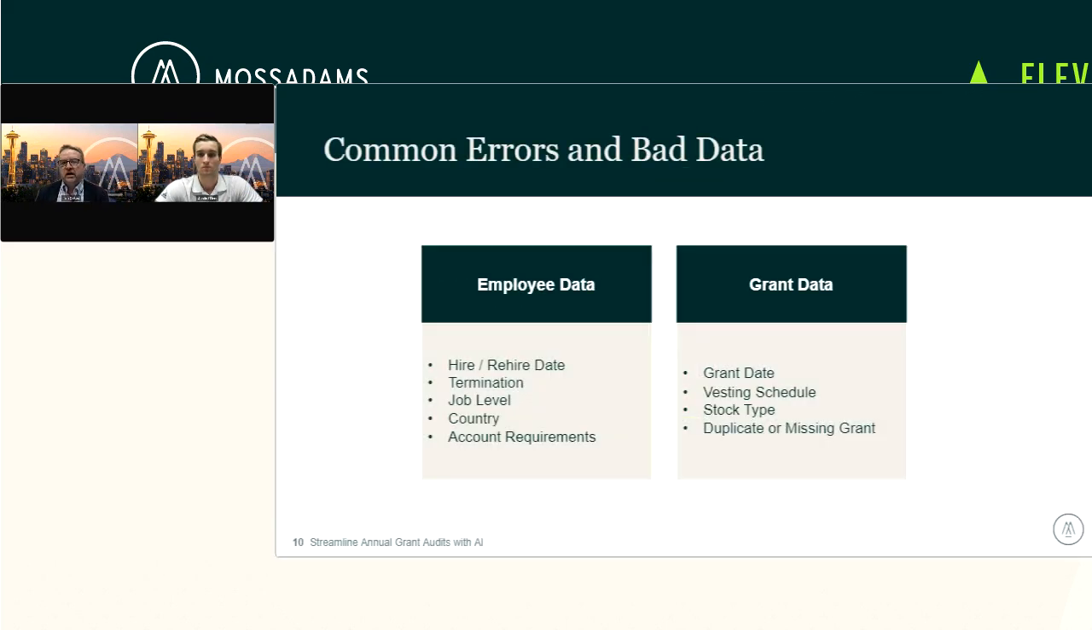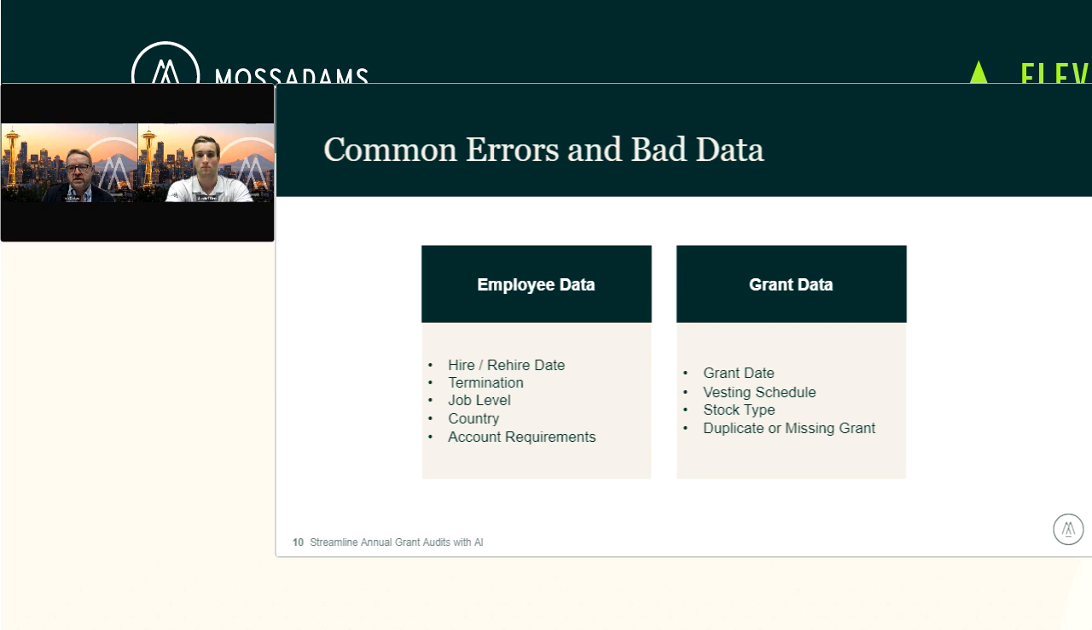When you first get the grant file, you usually have a list of things that you're looking for, the common errors and bad data. This usually grows as a list over time. When you're looking at the employee data, you might be looking at the hire date or the rehire date. Were they eligible to actually participate? The termination date: maybe they terminated after they got the award and they shouldn't have gotten the award. The job level, is it appropriate, or is it filled in even? Are the countries correctly assigned? And then some companies also look at the account requirements. Are you able to open the brokerage account to actually load the data later on?